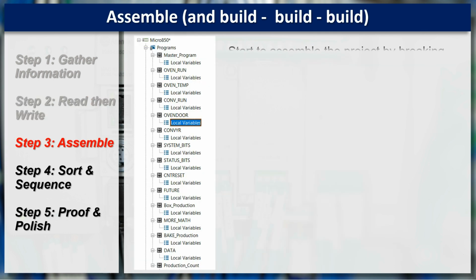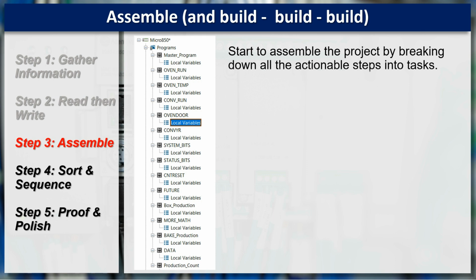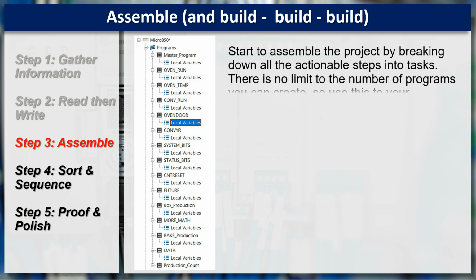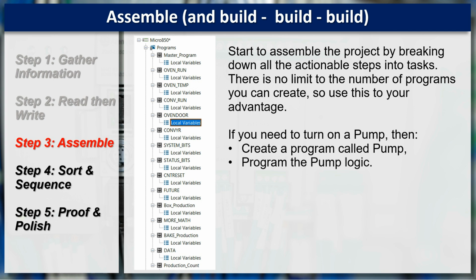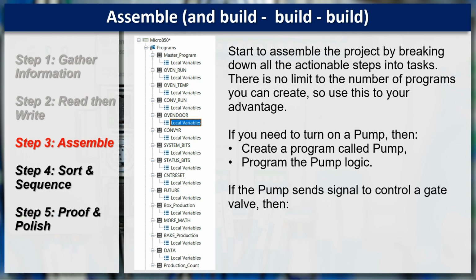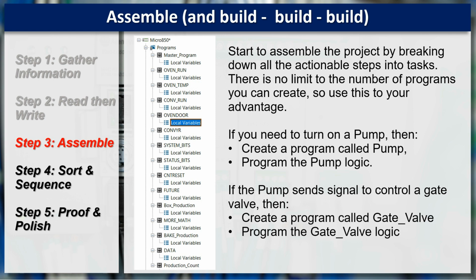Step 3, assemble. Start to assemble the project by breaking down all the actionable steps into tasks. There's no limit to the number of programs you can create, so use this to your advantage. If you need to turn on a pump, then create a program called pump and program the pump logic. If the pump sends a signal to control a gate valve, then create a program called gate valve and program the gate valve logic.